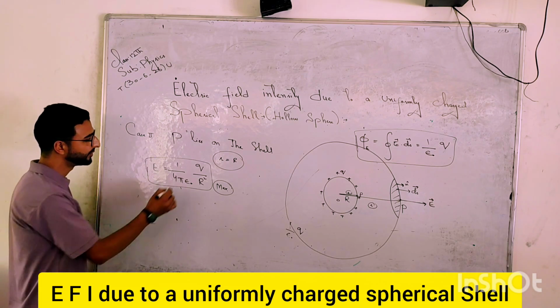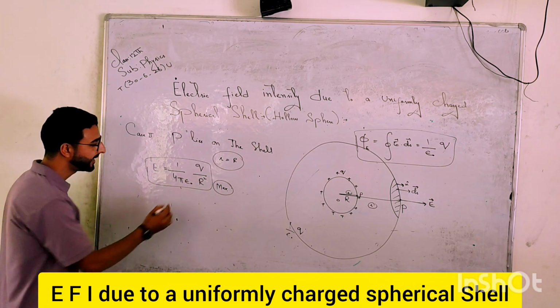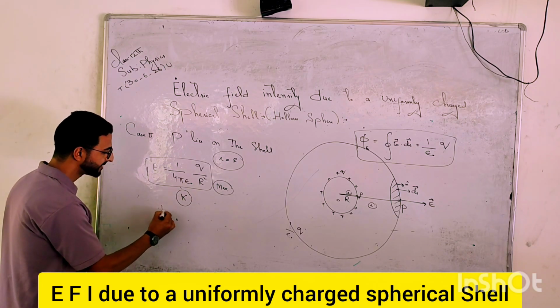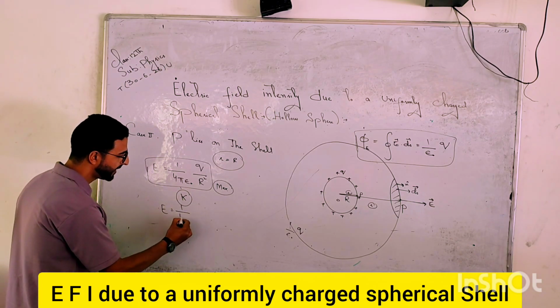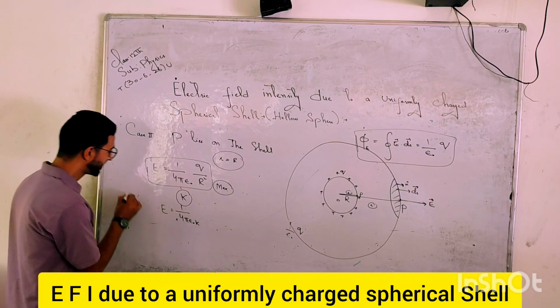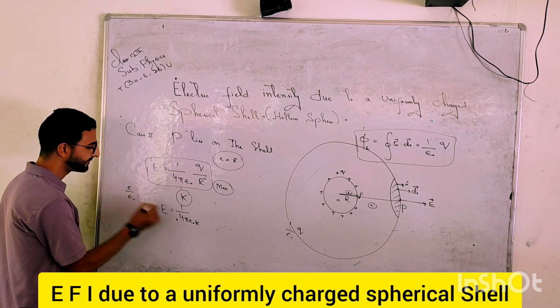Now one thing more: if I put this spherical shell in a medium of dielectric constant K, then the expression for E will be simply 1 divided by 4 pi epsilon naught K, because epsilon by epsilon naught, where K is the dielectric constant, is equal to K.